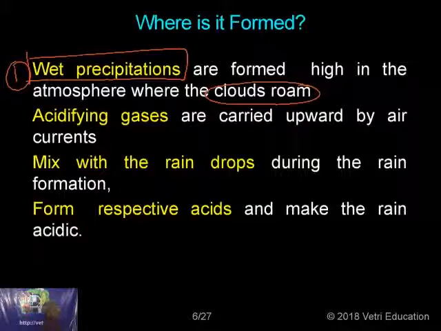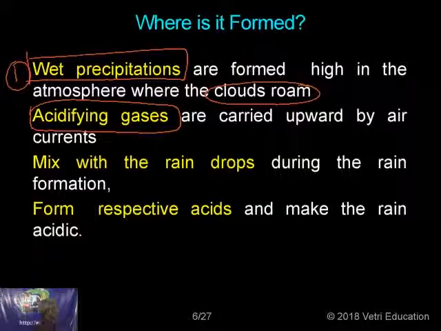Then the acidifying gases are carried upward by the air currents. These gases, we have told, sulfur dioxide in different forms of sulfur, nitrogen, carbon dioxide, all these gases, they go up.